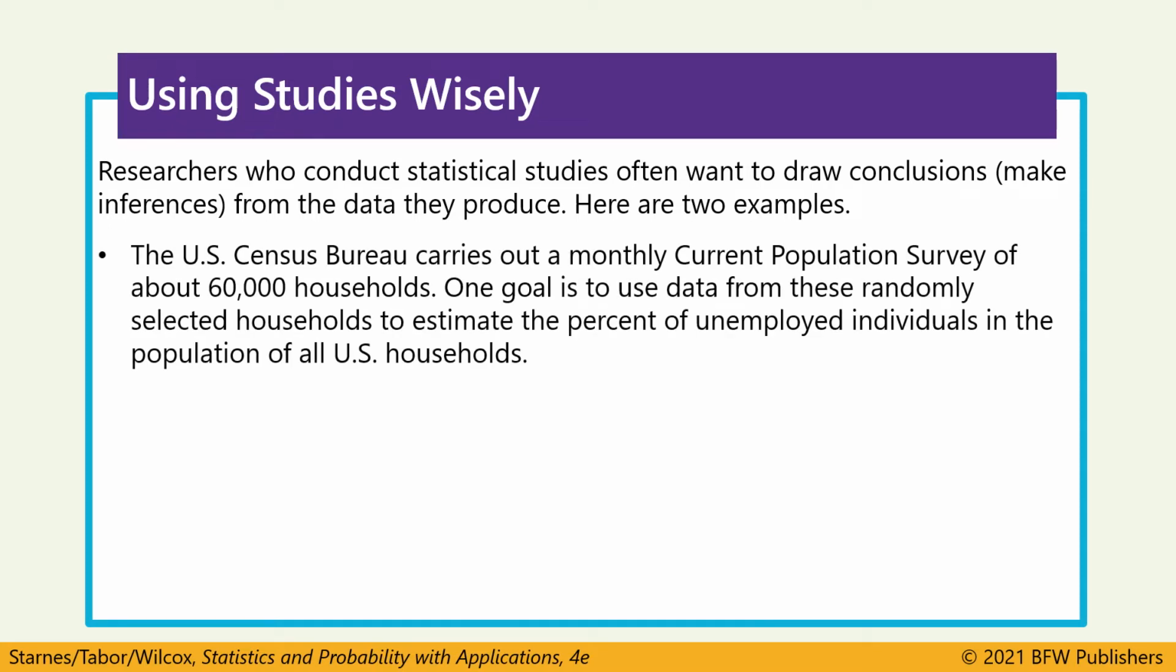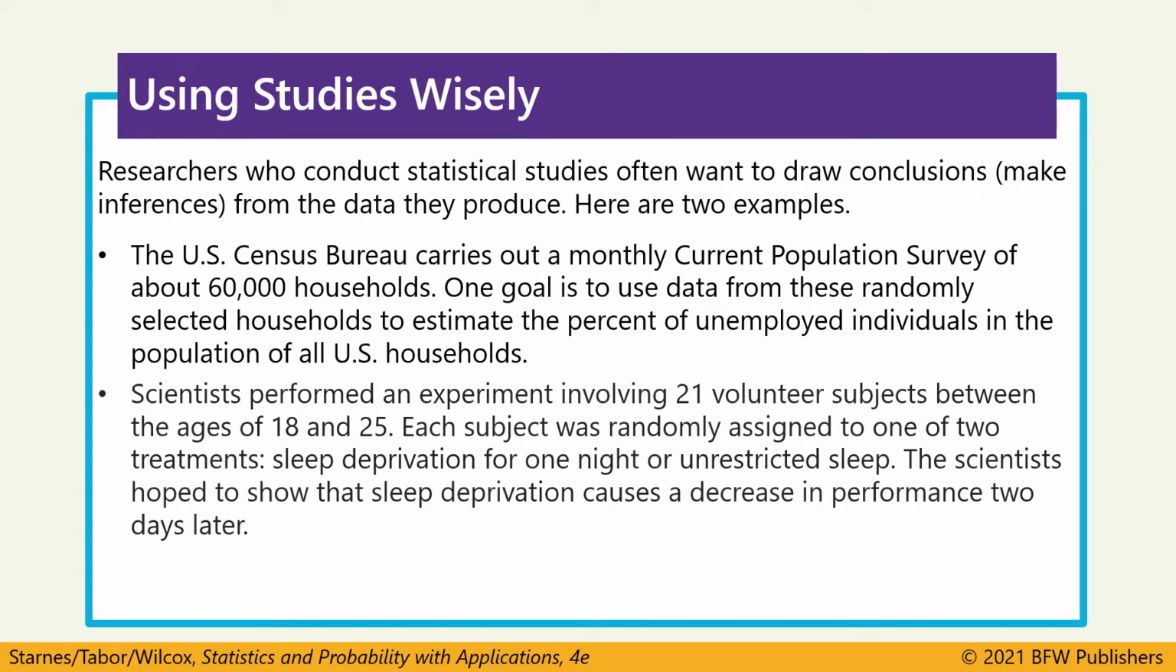For example, the U.S. Census Bureau carries out a monthly current population survey. They survey about 60,000 houses across the United States every month, and the goal is to use these randomly selected households to estimate things about the whole population of all U.S. households. In another example, scientists performed an experiment involving 21 volunteer subjects between 18 and 25 years old.